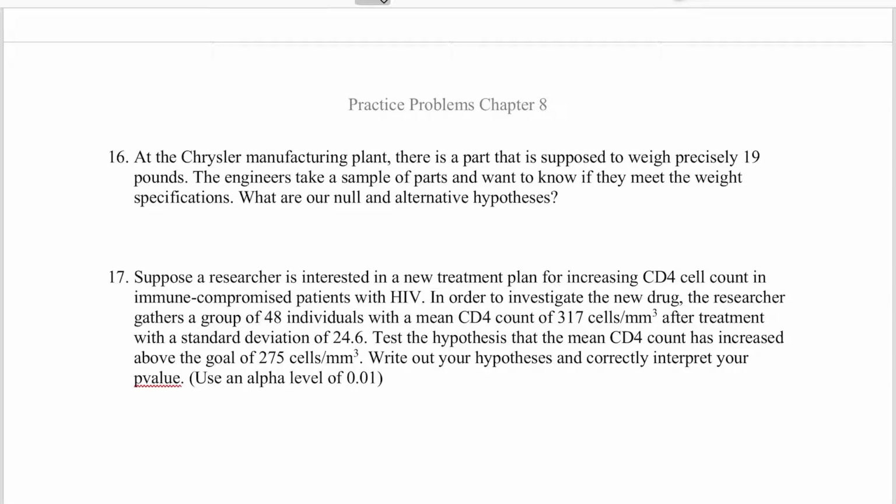Here we go for number 16. For this one, we're just going to be writing out our null and alternative hypotheses. We're given that the parts have to weigh precisely 19 pounds, and our alternative hypothesis is going to state that they're not 19 pounds, but it doesn't state whether they're greater than or less than. So our null is going to be mu equals 19, and our alternative is going to state that mu doesn't equal 19, because it doesn't give us a direction. Some parts might weigh more, some parts might weigh less, and that's where we're going with it.